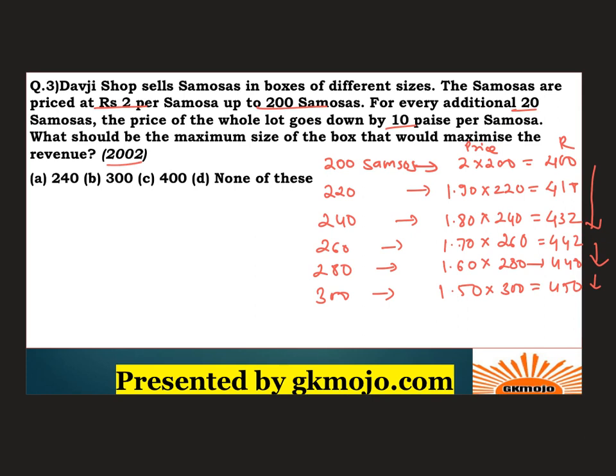So you can see the gap with which the revenue is increasing is slowly decreasing. Now if we try for 320 samosas, your price will be 1.40, reduced by 10 paisa, into 320. Alright, this will be rupees 448, which is the same as this one, right? So the revenue has decreased from 300. For 300 it was 450. Now the revenue has decreased by 2 rupees. So what should be the maximum size of the box that could maximize the revenue? It should be 300 samosas.